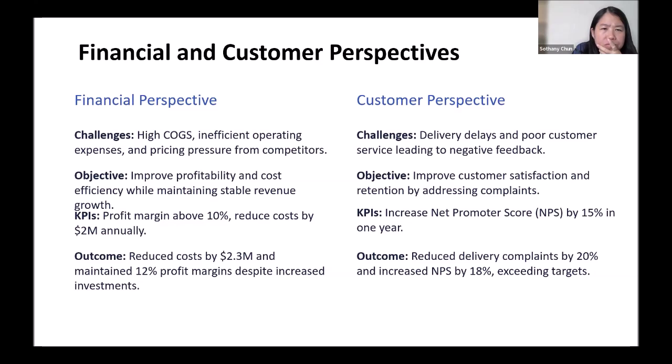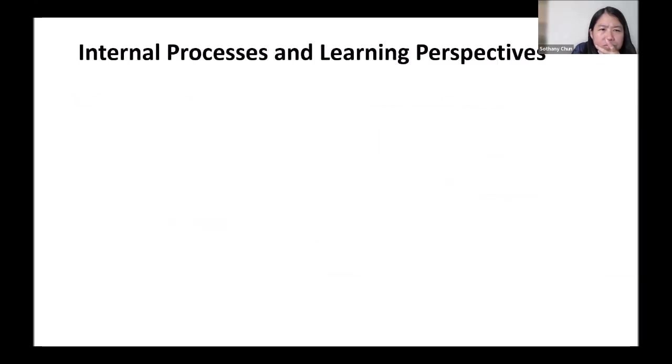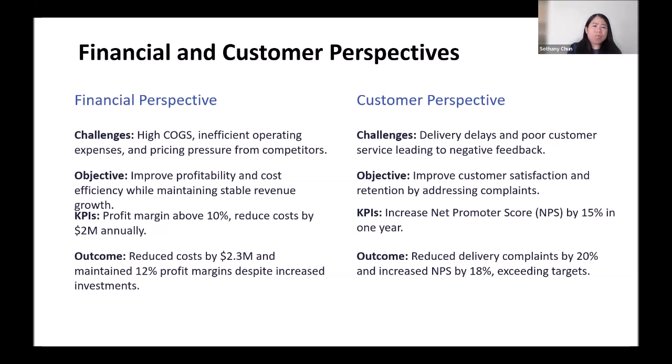When we look at the financial statement, we can see that administrative costs and marketing costs were increasing and higher than competitors in the same industry. And problem 3 is the pricing pressure from competitors. Competitors offer lower prices for similar smartphones, forcing the company to reevaluate its pricing. So the company needs to improve profitability and cost efficiency while maintaining stable revenue growth.